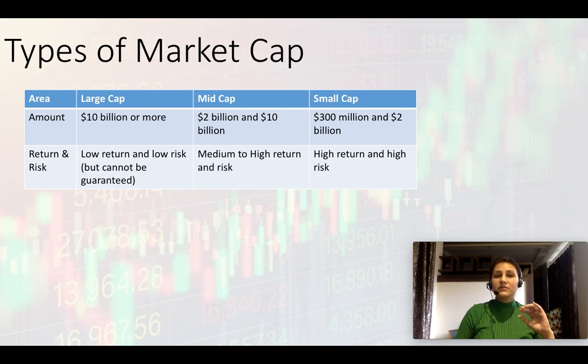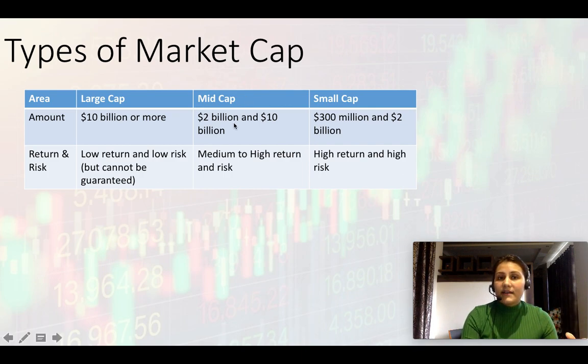I have covered three types of market cap here. Usually there are five, which includes mega and micro as well, but here I've covered large cap, mid cap, and small cap. When we talk about large cap, that means the market cap is beyond $10 billion. So Apple, IBM, Microsoft, these companies fall into large cap.